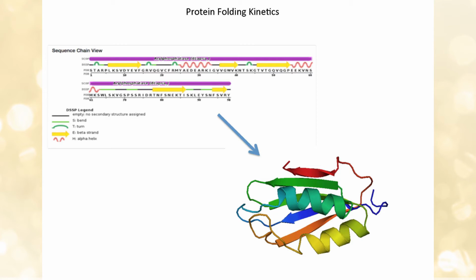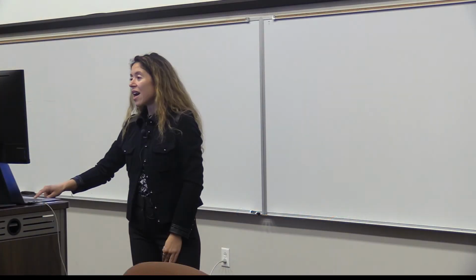You have a sequence of amino acids. This is from the Protein Data Bank, both pictures. So you have a sequence of amino acids, and that sequence of amino acids is unique for each protein. And then the protein looks like this, okay? Again, amino acids connected by bonds.